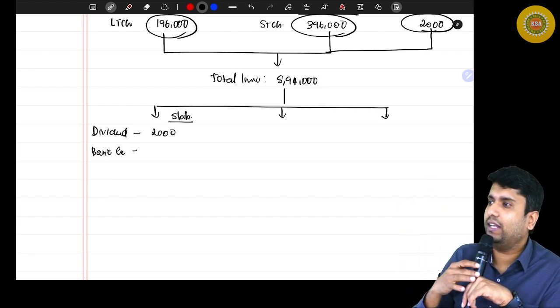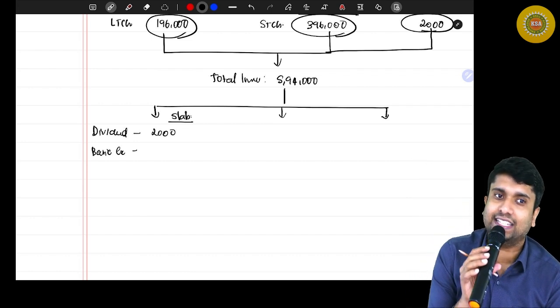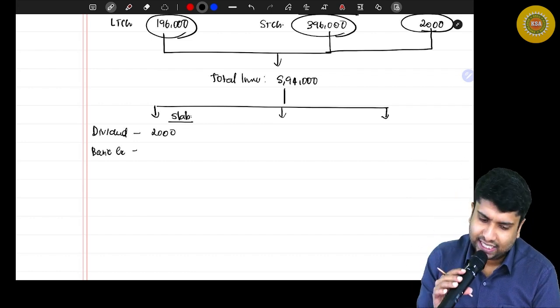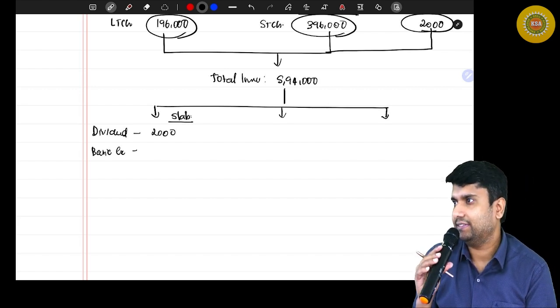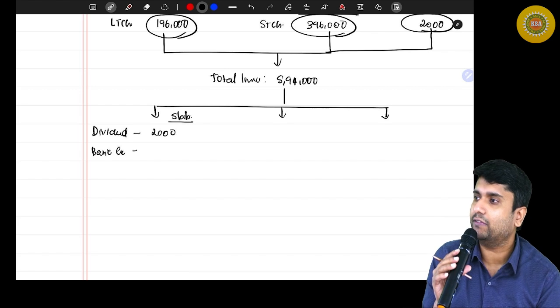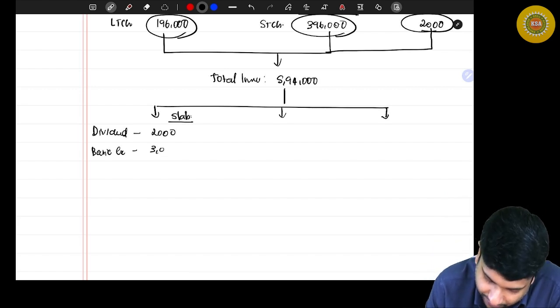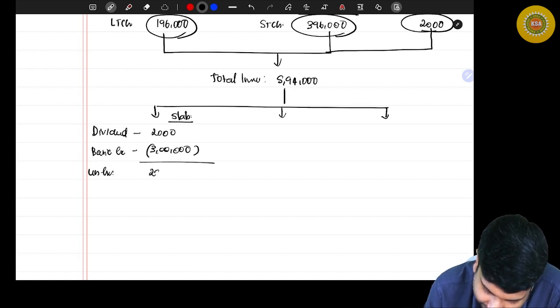3 lakhs. Why 3 lakh? He wants to celebrate his 75th birthday. That means his age is 75, so he is a senior citizen. His residency status they are not mentioning, but the assumption is he is a resident. If the residency status is not mentioned, then that person will always be a resident. So the basic exemption limit is 3 lakh. And unexhausted basic exemption limit will be how much? 2,98,000.